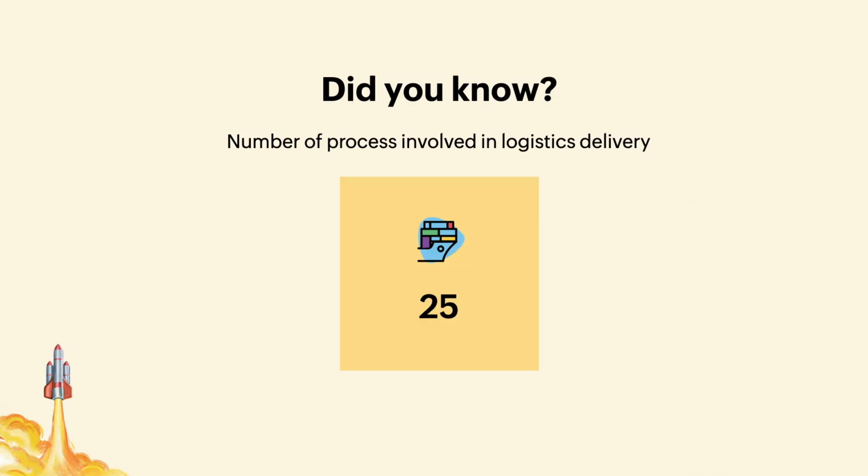Does anyone know the number of processes which are involved in a logistic delivery? It's around 20 to 25 processes. So what basically is a process? Let's say if you have a purpose, all the actions which help you to achieve that specific purpose can be defined as a process. So in Zoho Projects, we have blueprints which allow you to define your workflow, or define your statuses and transitions, which allows you to achieve the specific purpose.